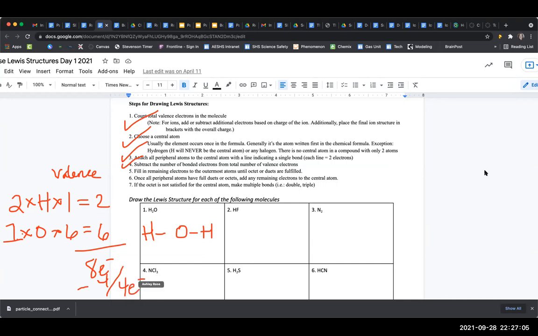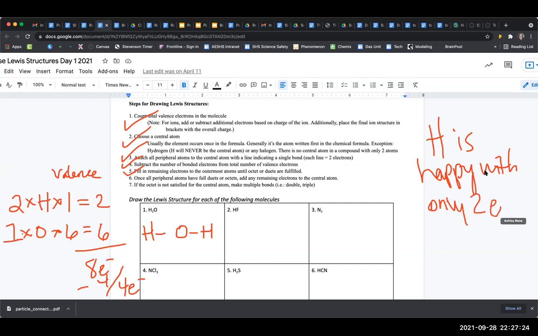I fill in the remaining electrons to the outermost atoms until octets or duets are satisfied. Hydrogen again is an exception. Hydrogen is happy with only 2 electrons. That's called a duet. So even though there are 4 valence electrons left, I'm not going to put those on the hydrogen because once the hydrogen bonds, that's it. That is 2 electrons for each of those hydrogens. So my remaining 4 will have to go on the central atom.